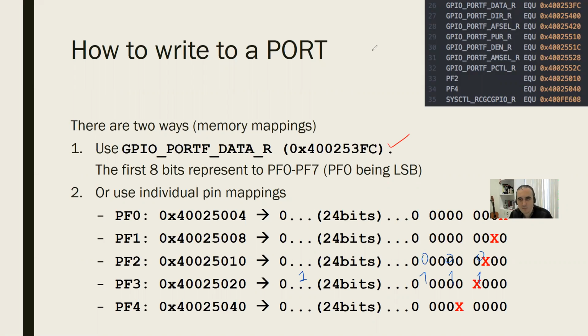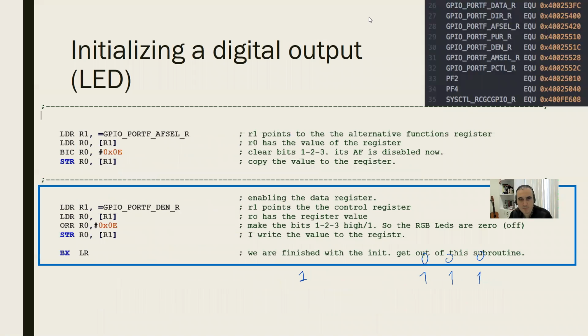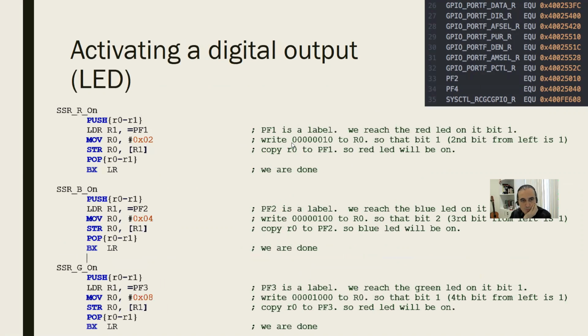How? Let me show you. So for example, I want to turn the LEDs on, and only the red LED on. I've written a subroutine. This is a single subroutine. This is red LED on. So it's the red on subroutine.